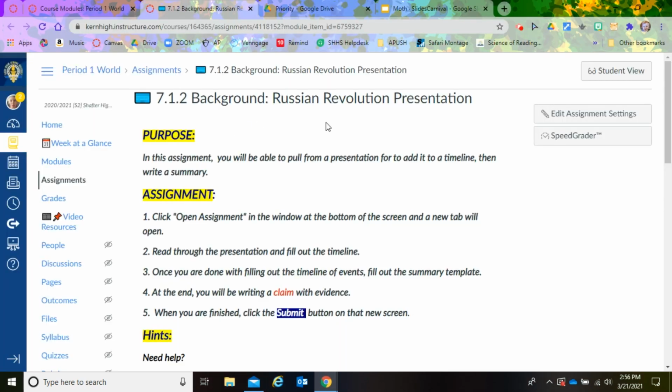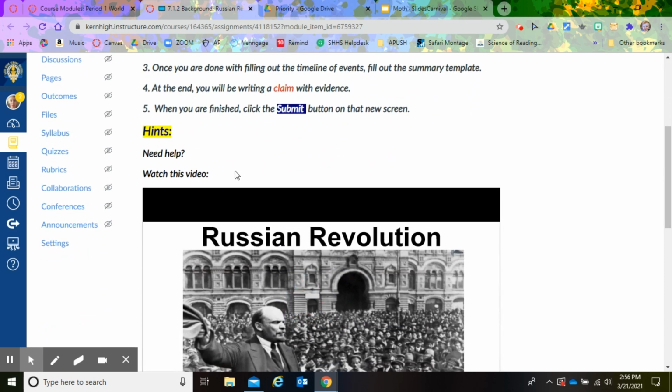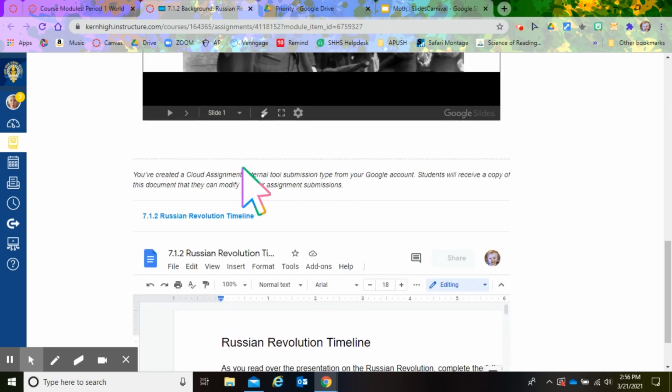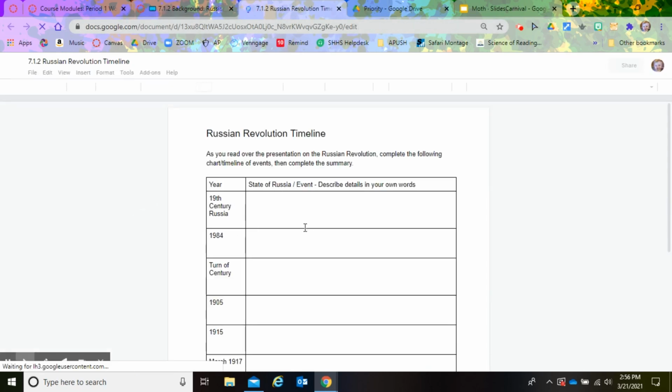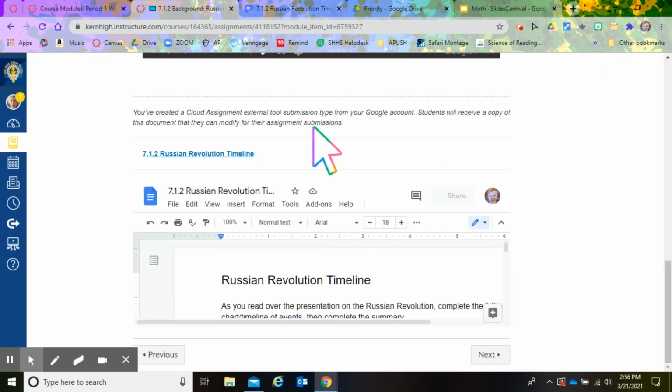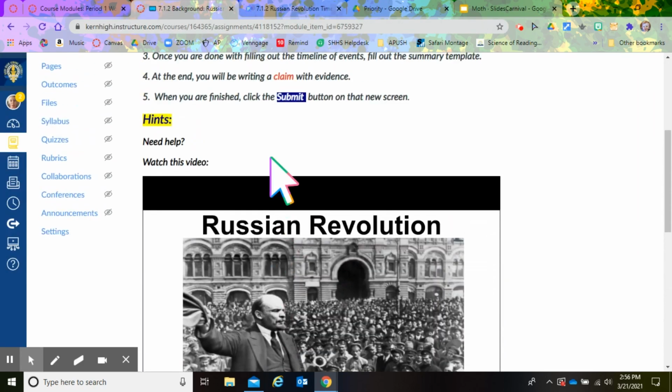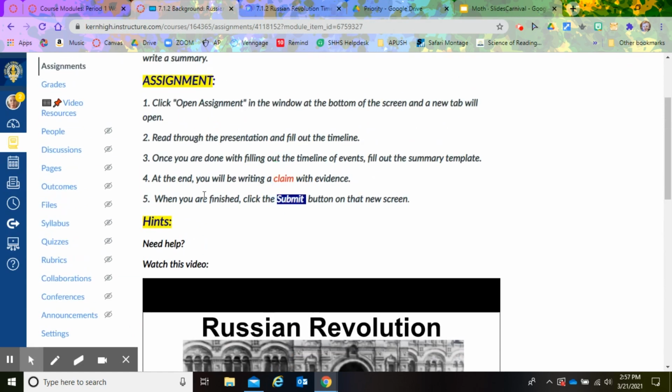All right, guys, so we are on the first page of it. In this assignment, you will be able to pull from a presentation to add it to a timeline and then write a summary. So we're going to click open the assignment down below. We're going to open it up and we're going to be going through this presentation and answering these questions together as best as we can.